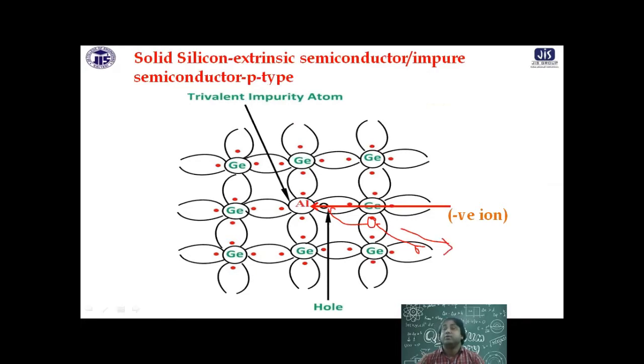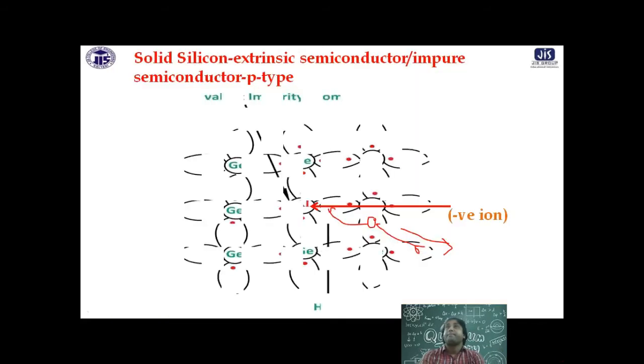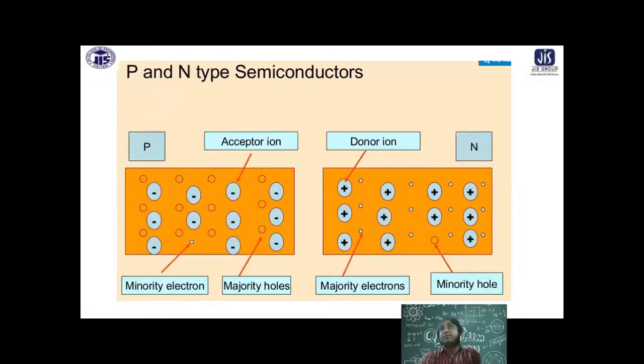And the amount of holes you create is equal to the amount of substitution you do. Each replacement with aluminium will create one hole. So ultimately more substitution means a higher number of holes, so hole concentration will be more, and you'll get a lot of current in the system. So in a p-type semiconductor, holes become the majority carrier. In an n-type semiconductor, electrons become the majority carrier. So this is all about p and n-type semiconductors.